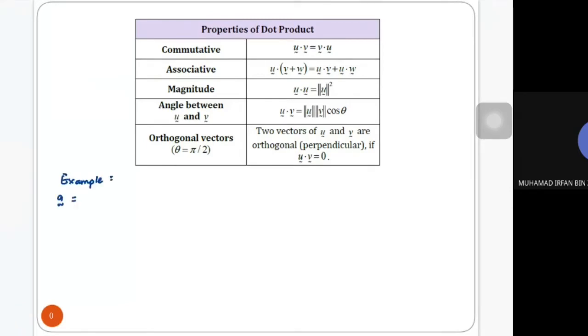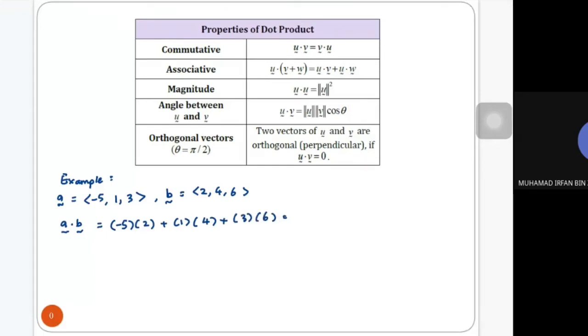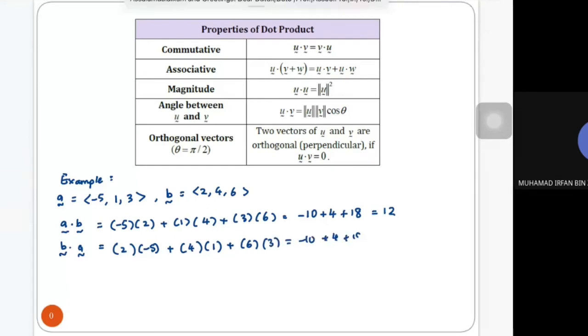Let's say A is equal to negative 5, 1, 3, and B is equal to 2, 4, 6. So A dot B is equal to negative 5 times 2 plus 1 times 4 plus 3 times 6. So this will be negative 10 plus 4 plus 18, and your answer will be 12. B dot A, similarly, is 2 times negative 5 plus 4 times 1 plus 6 times 3, negative 10 plus 4 plus 18. This is also 12. So it is commutative. A dot B is equal to B dot A.